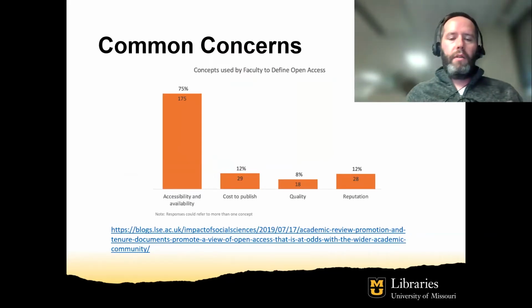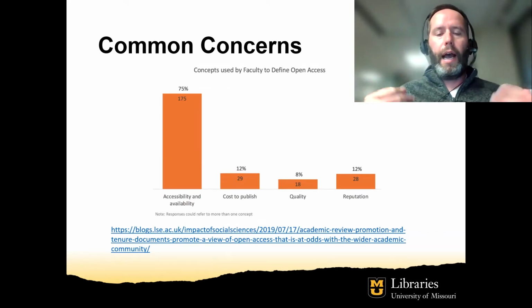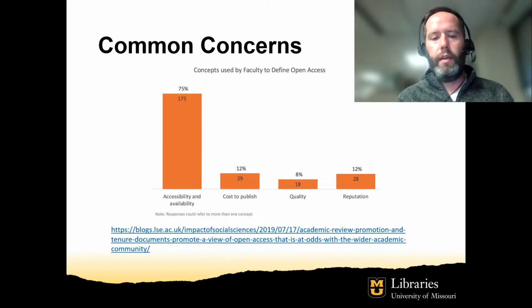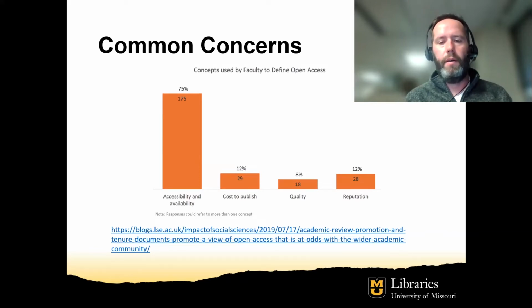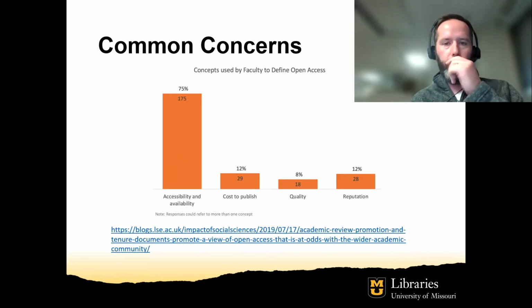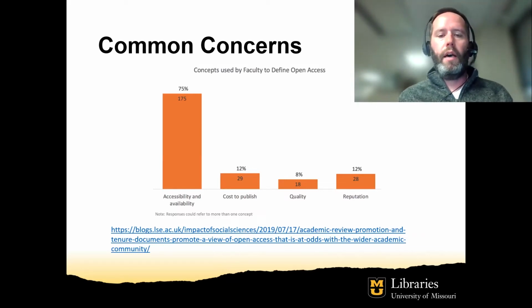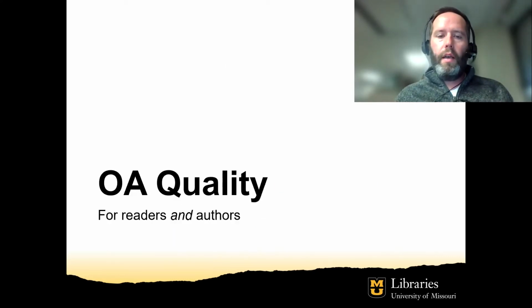And then we asked faculty how they would define open access. This study was done in the UK, and they asked a few hundred faculty members to name some concepts to define open access. The top one is accessibility and availability, followed pretty clearly by cost to publish, and reputation, as well as quality. Quality and reputation together make up 20% of the faculty-reported concerns.